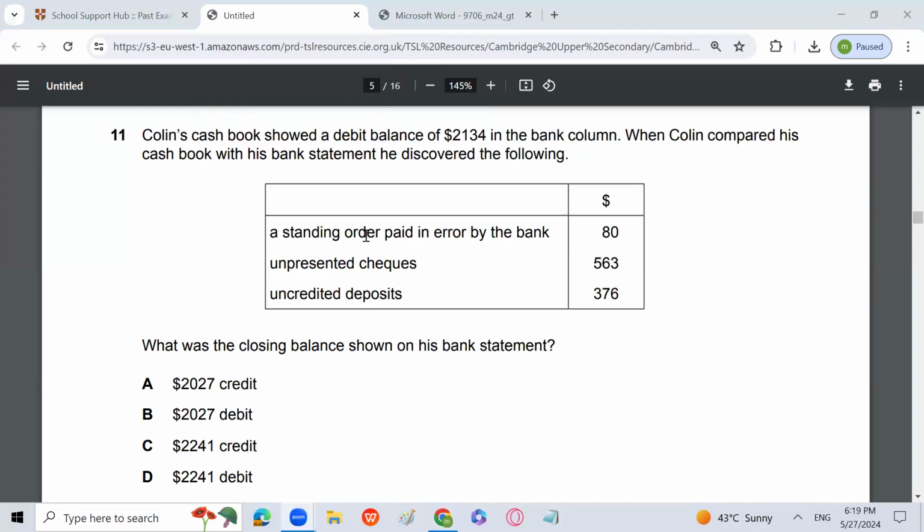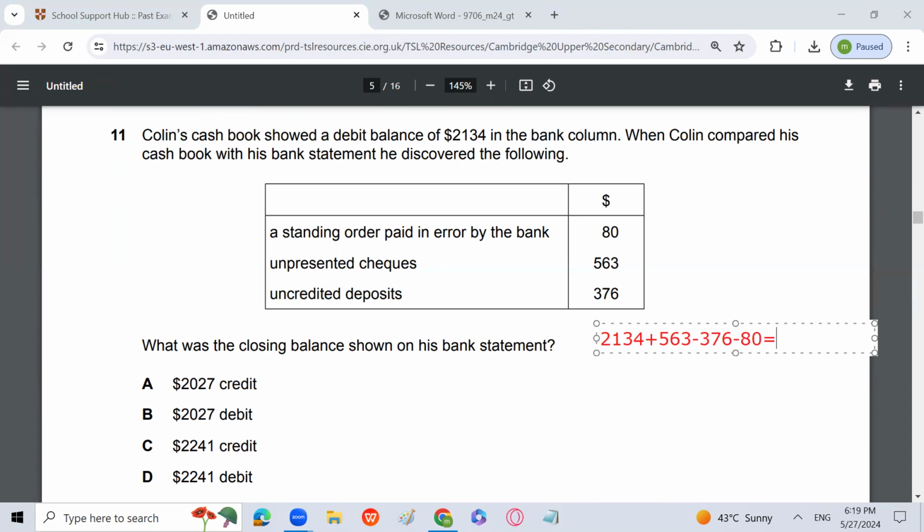And standing order paid in error by the bank. A standing order is a payment. The bank has paid that in error. The bank has debited it wrongly. Now you have to give it a credit. Credit means it is not yet credited, so that is like uncredited checks. That is also subtracted. Then you will get the answer. So I will repeat how I am going to calculate it: 2134 plus 563 minus 376 and minus 80, you will get the answer.